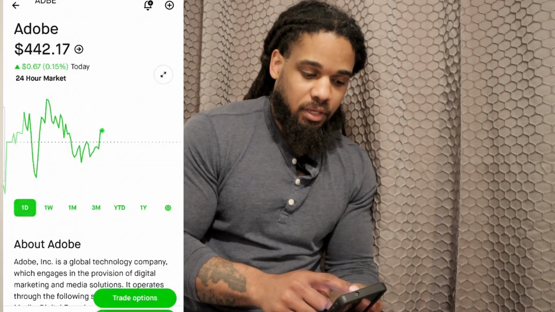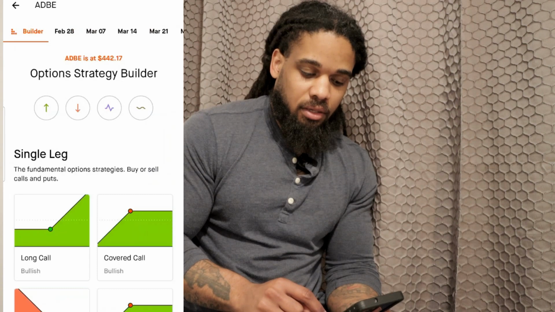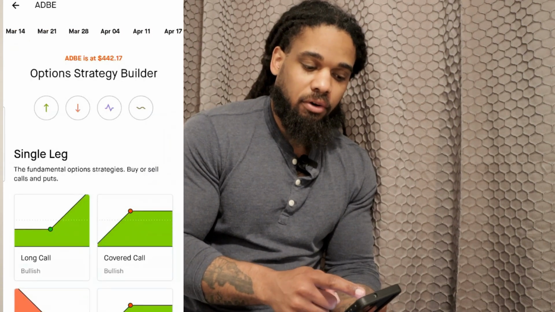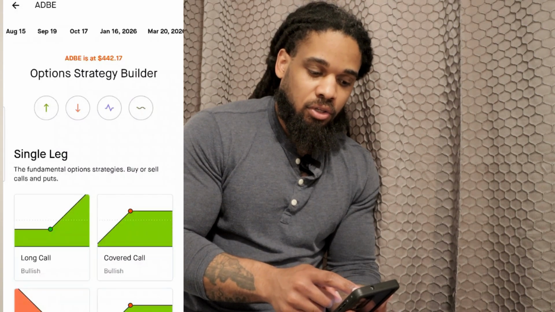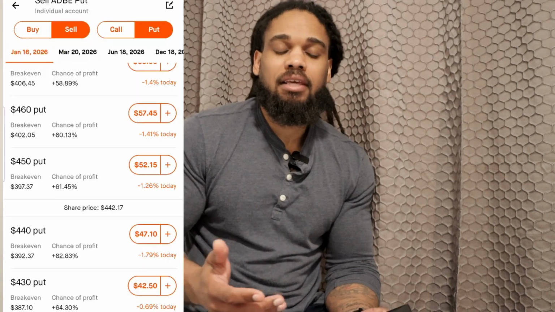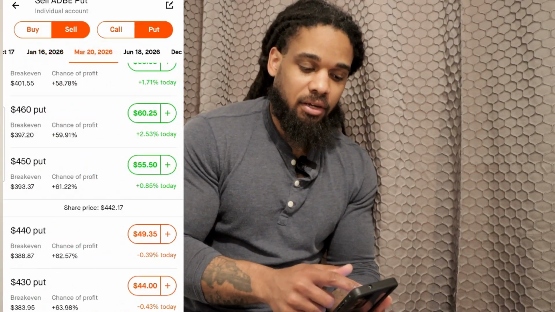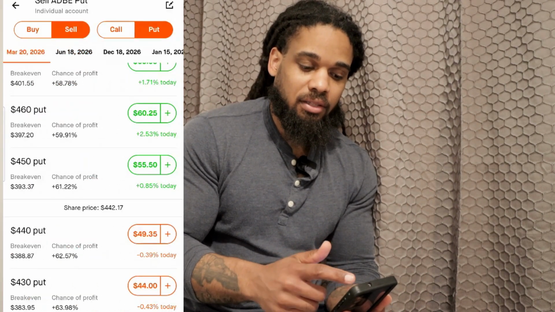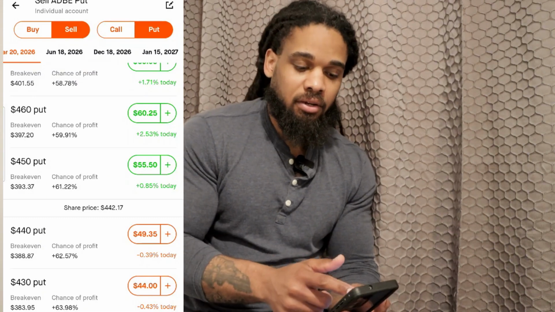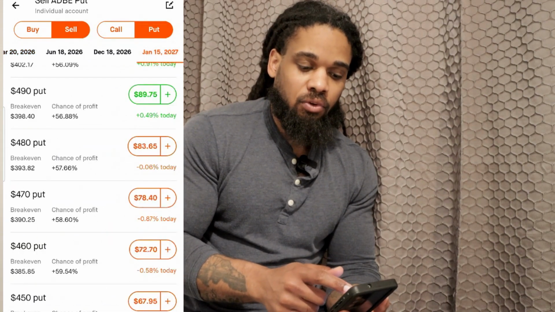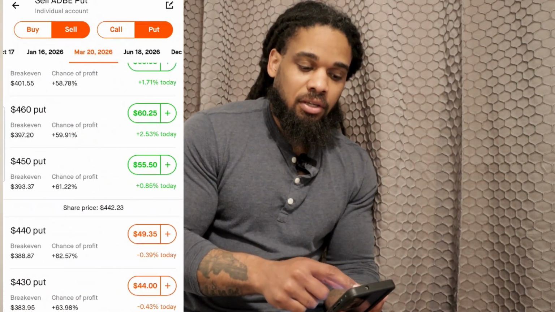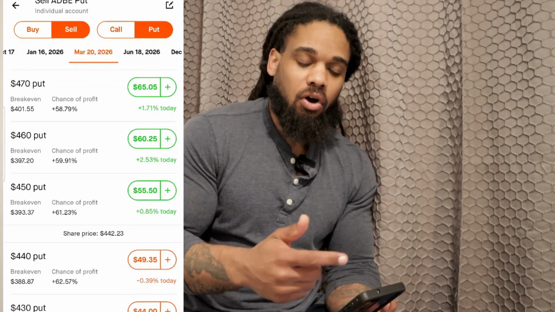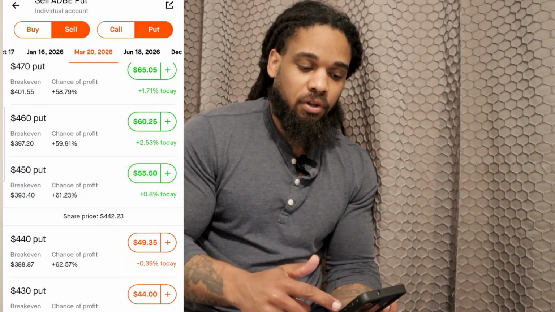If we come here and look at the Adobe chart with the options section, if you go all the way out to, say, 2026, that would be considered more of a LEAP because it's further out. If you go to March 20th, 2026, that's about a year. And if you go even further out, that would also be considered a LEAP. As you can see, sometimes LEAPS can be more costly as you go further out.